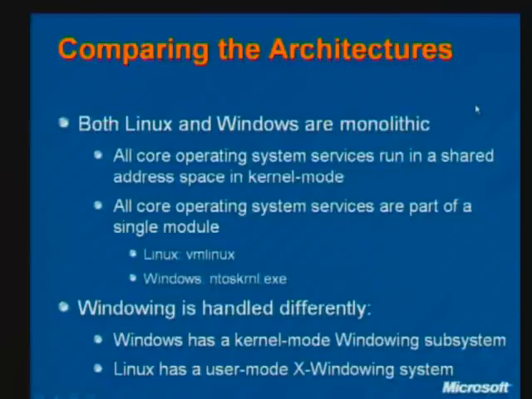So let's take a look at the architectures now. First of all, the broadest way you can categorize an operating system is how it divides up its work. And if you look at Windows and Linux from that point of view, they're both considered monolithic operating systems. That means that all of the core operating system services run in the same address space. The easiest way to understand what I mean by that is to consider the total opposite of a monolithic operating system, which is called a microkernel operating system. Andrew Tanenbaum's Minix operating system, for example, is a microkernel-based operating system.